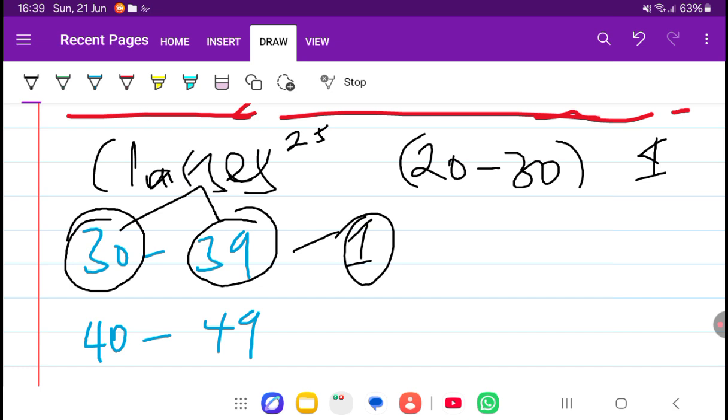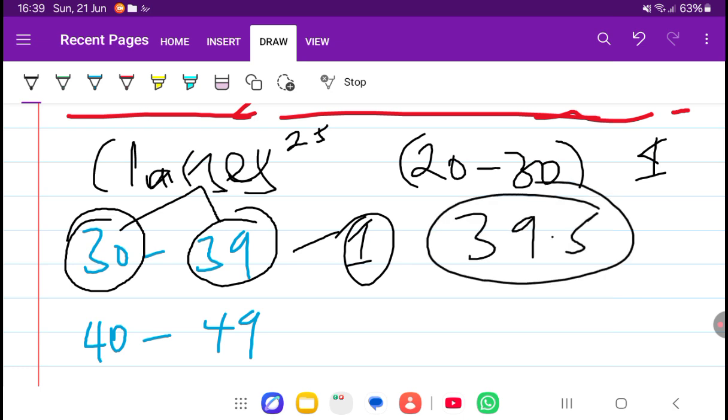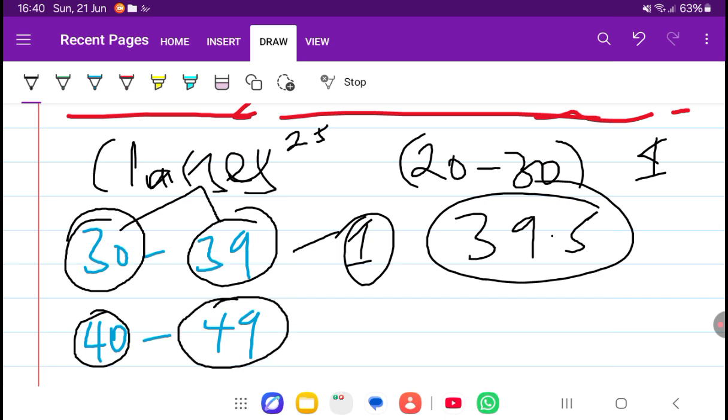So the only numbers that we can't include in this class are the ones that are 39.5. This one is not inclusive because it's above 39. So in this kind of analysis, if we are dealing with the 30 to 39 group or class, it applies to all other classes. Even in this second class, this 40 is our lower class limit, and this one is our upper class limit, and both are inclusive in that class.